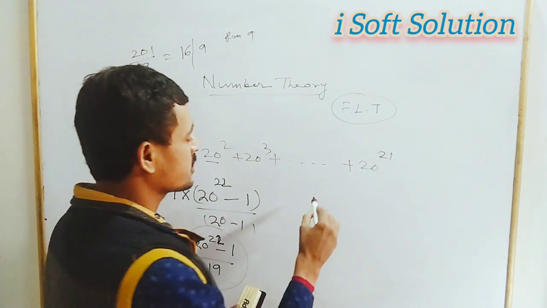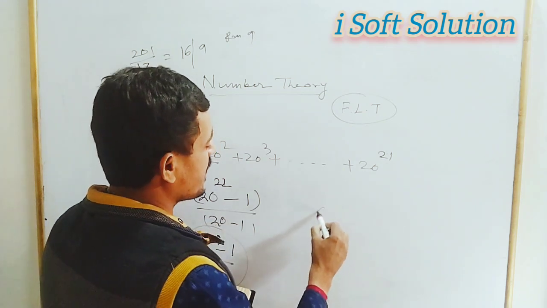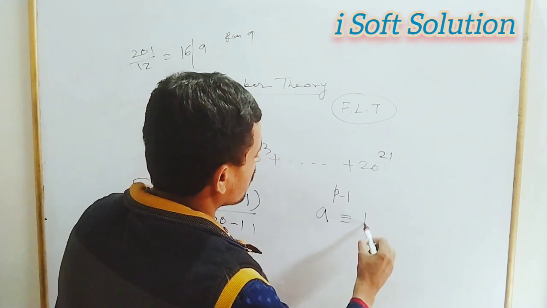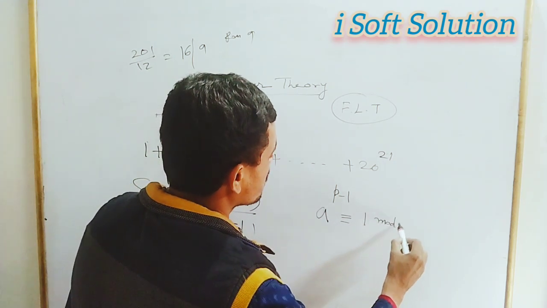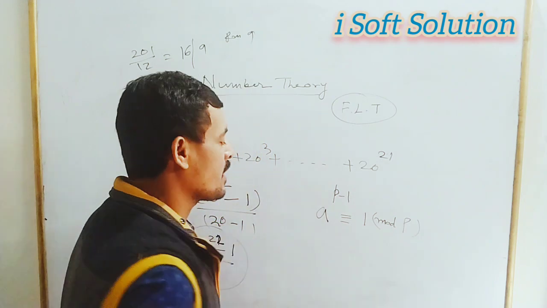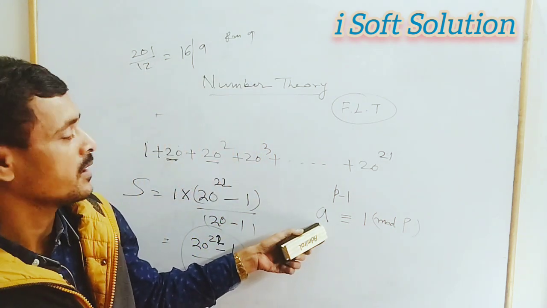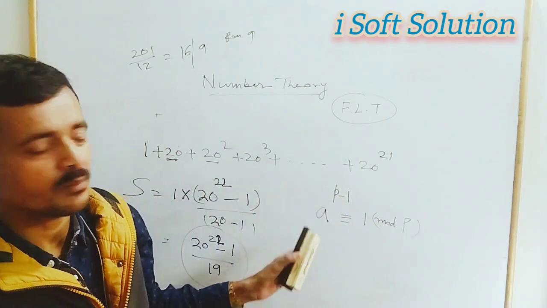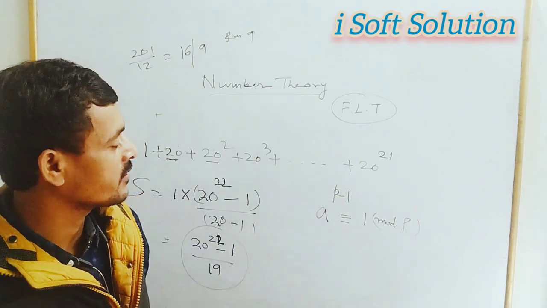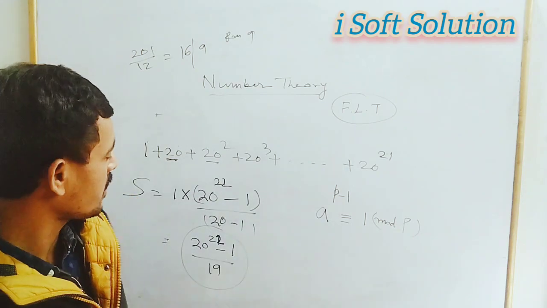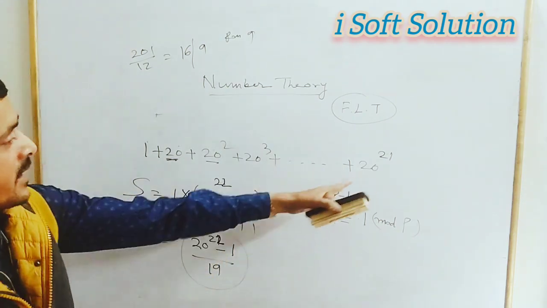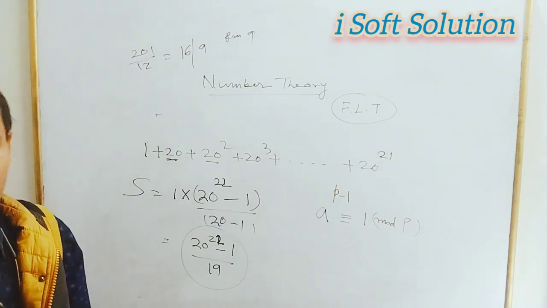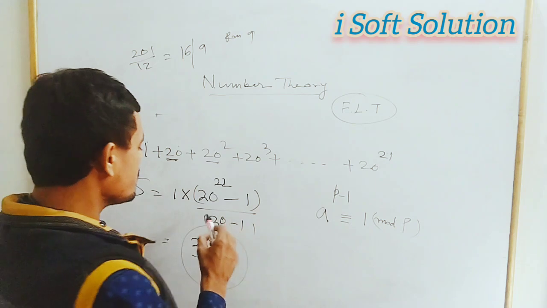The theorem states that a to the power p minus 1 is congruent to 1 mod p, where p is a prime. That is, if a number a is raised to the power p minus 1 and divided by the prime p, then the remainder will be 1. Now here we are dividing this expression by 23, and 23 itself is a prime number.